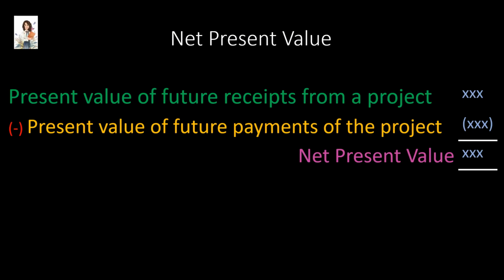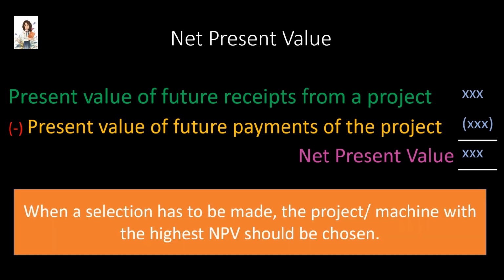Net present value is the present value of future receipts from a project less the present value of future payments in respect of the same project. Naturally, the higher the net present value, the better it is for the business. When a selection has to be made, the project or machine with the highest net present value should be chosen. Let us solve a past paper question on net present value or NPV.